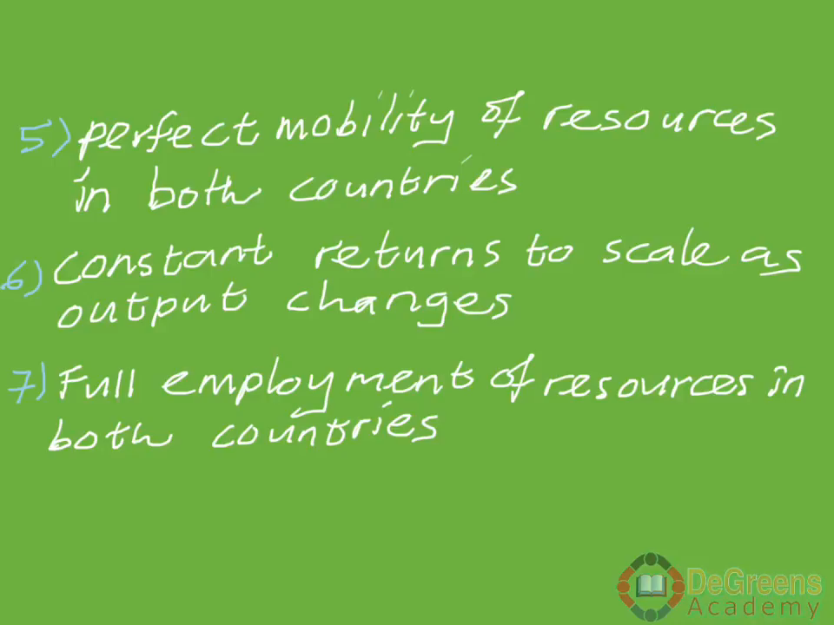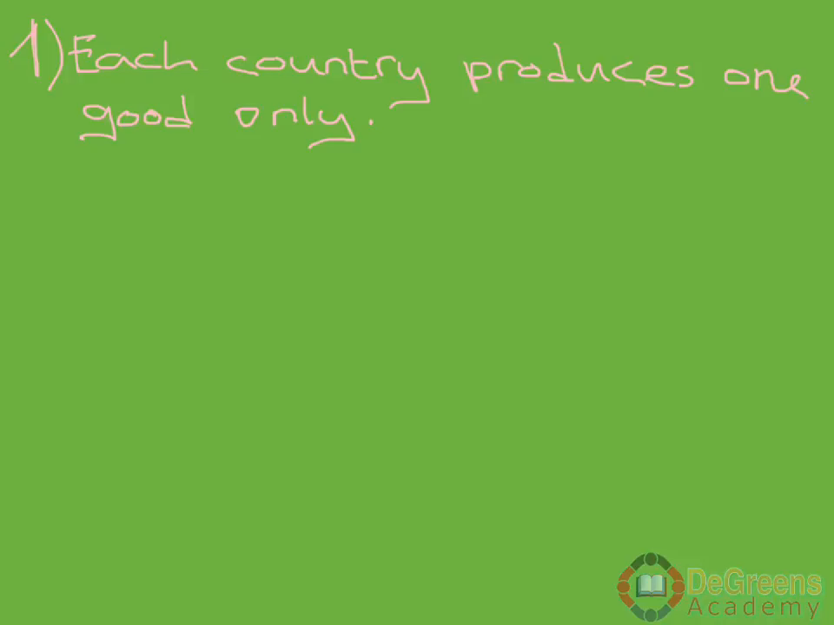Based on these assumptions, we are trying to look at how a country can benefit best or gain from international trade. We are going to look at two main ways. First, if each country produces one good only, how would they benefit from international trade, considering all these assumptions and the two countries given? So let's look at a case where each country produces only one good.